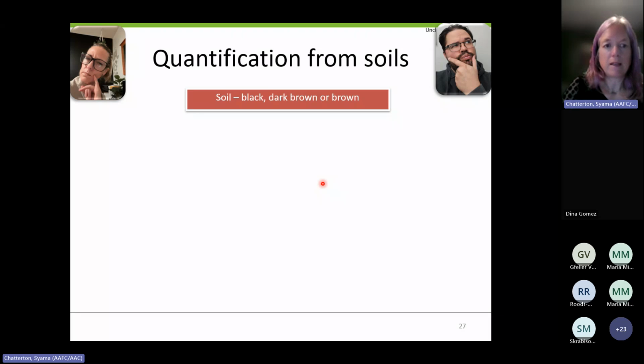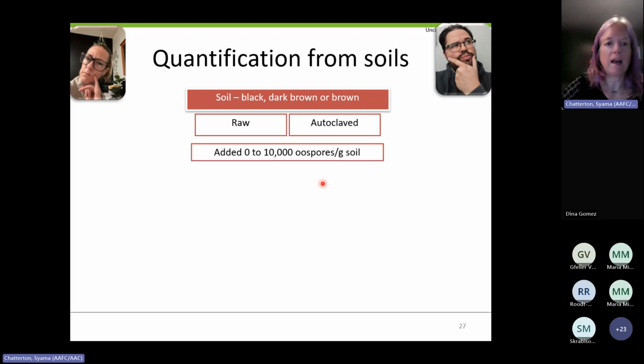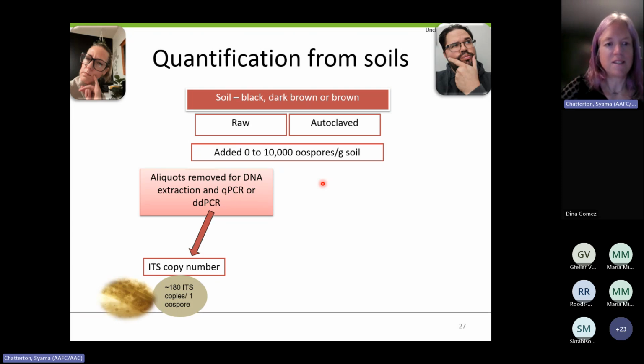These are my 2 technicians that worked on this project. And what we did is we collected soil from the black, dark brown, brown soil zones, either sterilized them or kept them autoclaved, added oospores at different levels, removed aliquots for DNA extraction in qPCR or ddPCR, and then measured the ITS copy number.